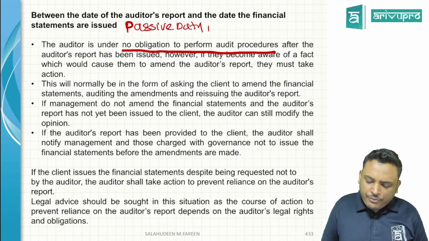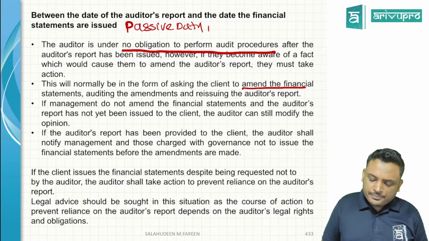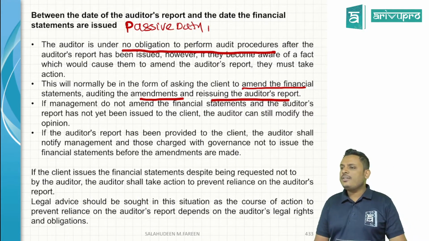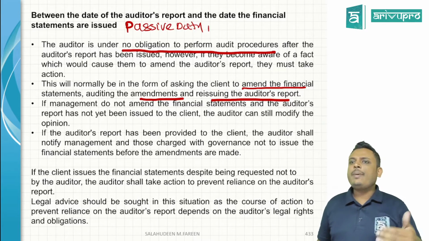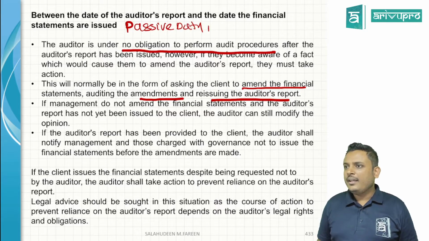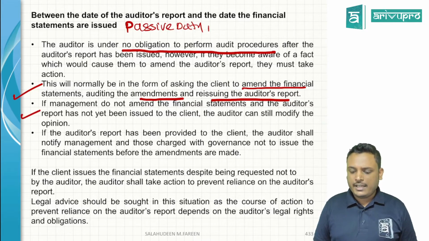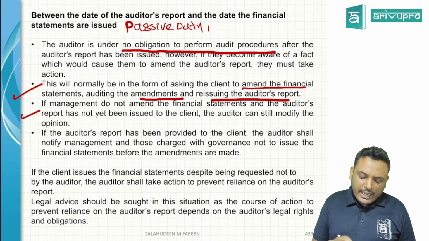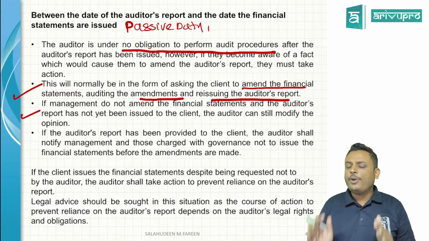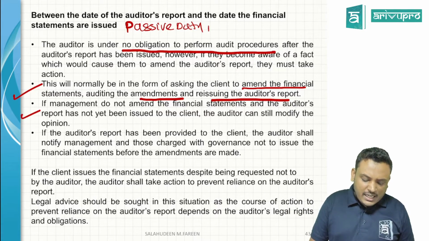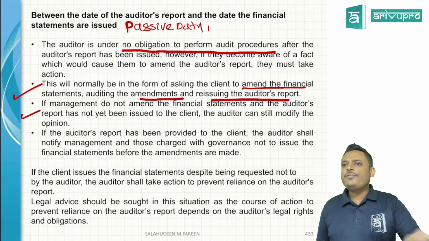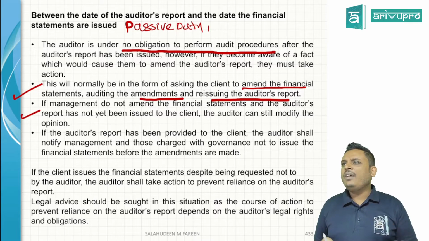This will normally be in the form of asking the client to amend the financial statements. The amendments need to be followed by reissuing the auditor's report. So if there are any adjusting events or non-adjusting events, you ask management to amend. If management amends, no issues, we issue a new audit report. Understood? If management does not amend the financial statements and the auditor's report has not yet been issued to the client, which means the audit report is with the auditor, then the auditor can still modify the opinion. Management is refusing, the audit report is with the auditor, and we can modify the report.